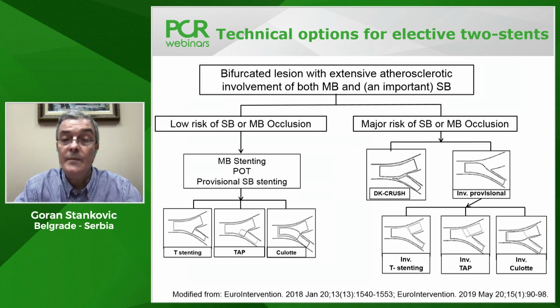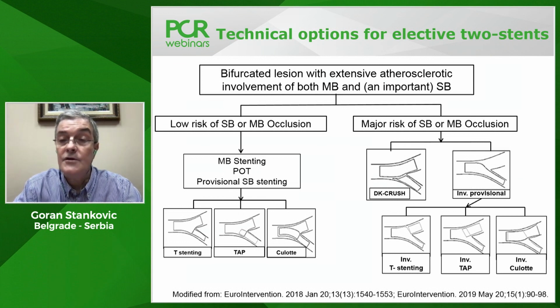And just to open this discussion, I'll present the European Bifurcation Club algorithm for elective two-stent strategy selection. So we believe that we may need a two-stent strategy upfront in bifurcated lesions with extensive atherosclerotic involvement of both main branch and clinically relevant side branch. Then, based on the estimated risk of losing the side branch, if the risk is low after stenting of the main vessel, we do provisional on the left-hand side, and then we do POT, kissing, and we finish the procedure with T, TAP, or culotte stenting.